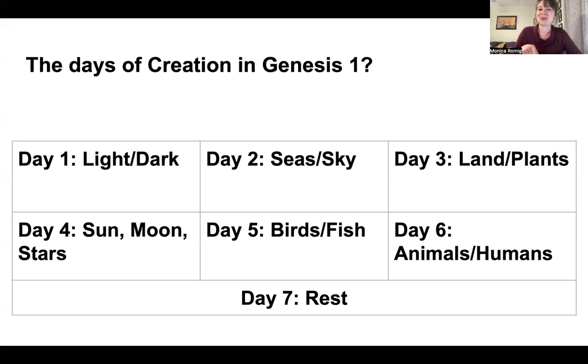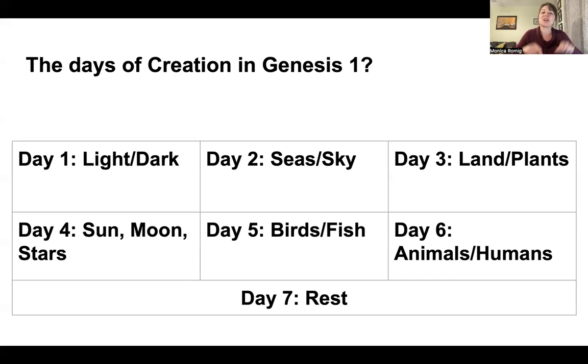Okay, on day two, God creates the seas and the sky. And then look right below it. What does God create on day five? Birds and fish, the things that live in the sea and the sky. Okay, and then on day three, God creates land and plants. What does he create on day six? Animals that live on the land, humans that live on the land.